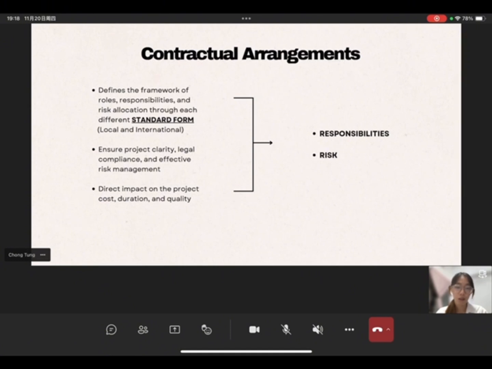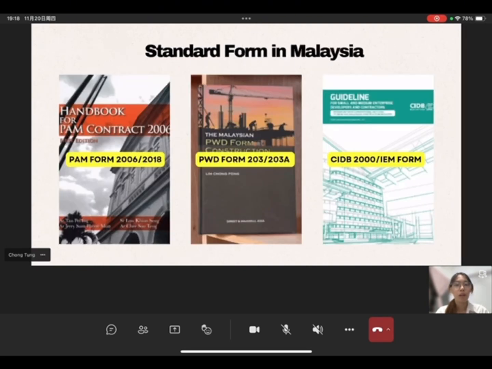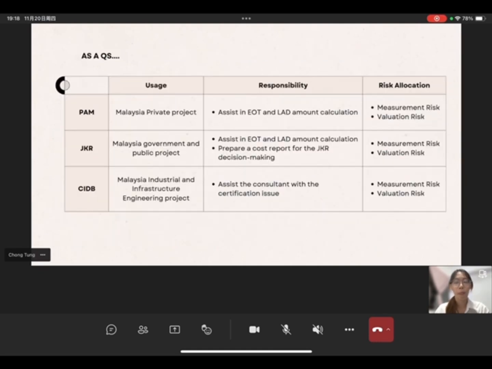For this presentation, we will focus on the responsibilities and risks for the QS within all these different standard forms. The standard forms in Malaysia include the PAM form 2006 and 2018, the PWD form 203 and 203A, the CIDB 2000 and IEM form. The PAM form is used for the Malaysia private project, the JKR is used for the Malaysia government and public project, the CIDB is used for Malaysia industrial and infrastructure engineering project.